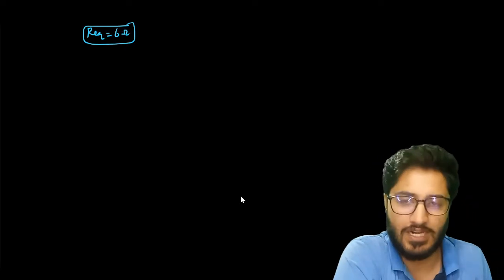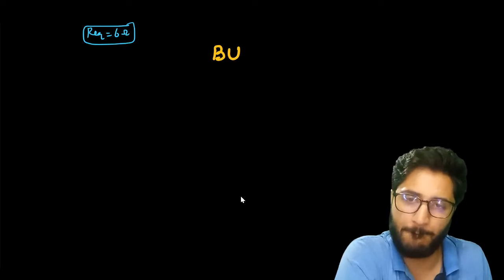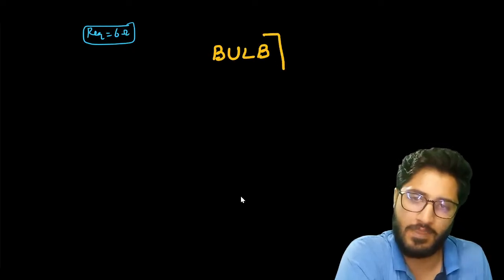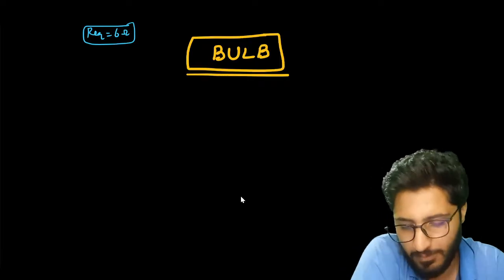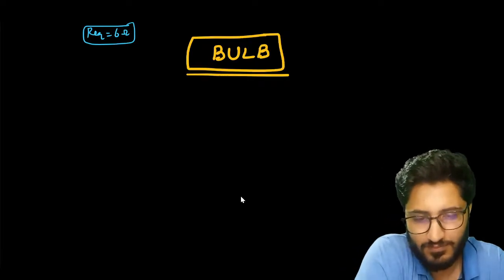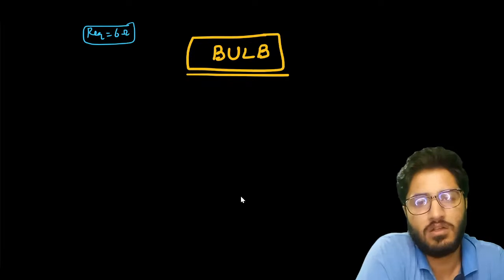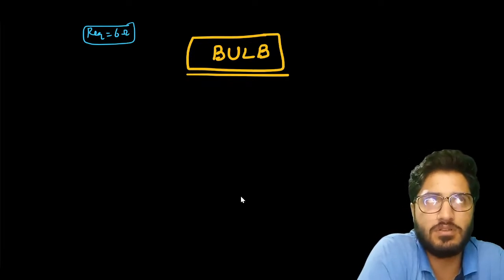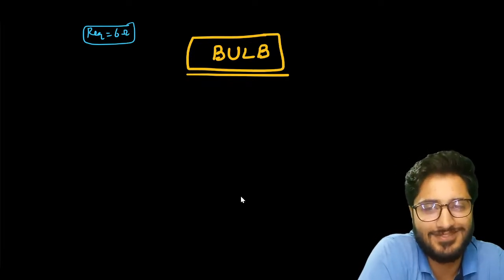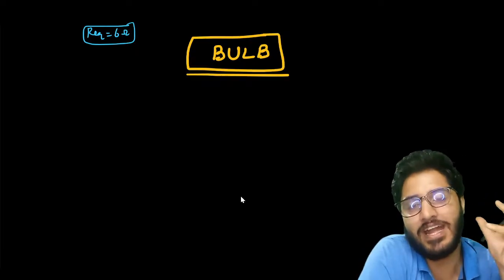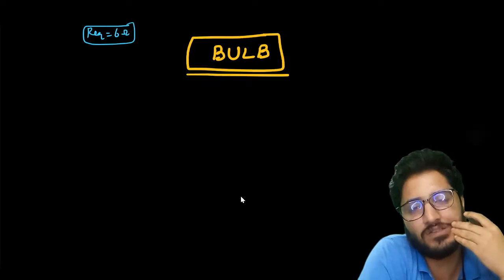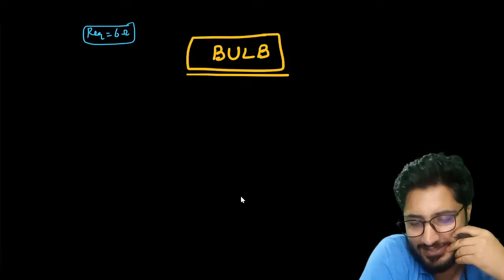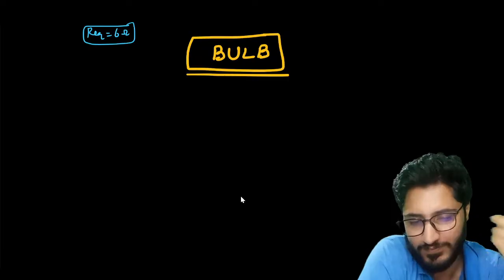Look now, we'll start with the bulb, right? Okay. Bulb means what we have in our homes, no? Previously we had a red bulb with a tungsten filament. Now we have what? LEDs, right? Light emitting diode.